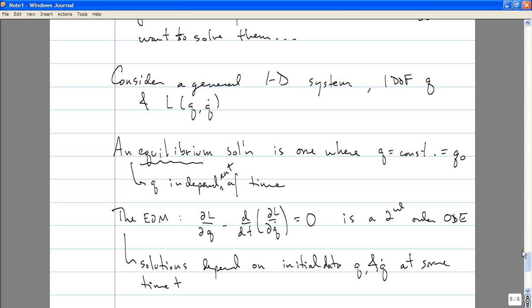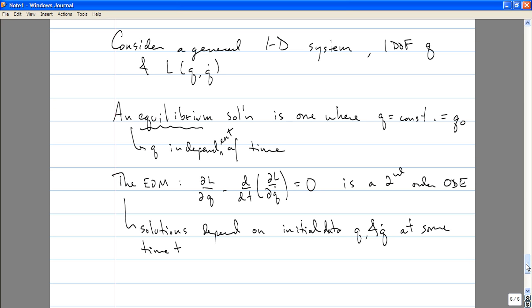So if we are looking for an equilibrium solution, we wish to look for a solution where Q is equal to Q naught at some initial time, and Q dot is equal to 0. And then this will remain a solution.